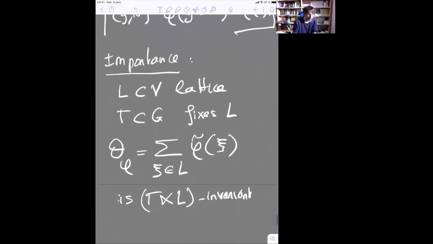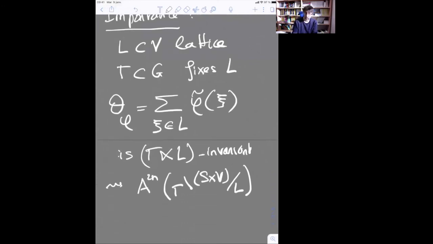And so you get a form, a 2n form on the quotient gamma backslash (S cross V) by gamma semi-direct L, which is exactly this quotient. So it's a 2n form on this quotient, and it's closed, and it represents a Thom form, or a dual form to the zero section.